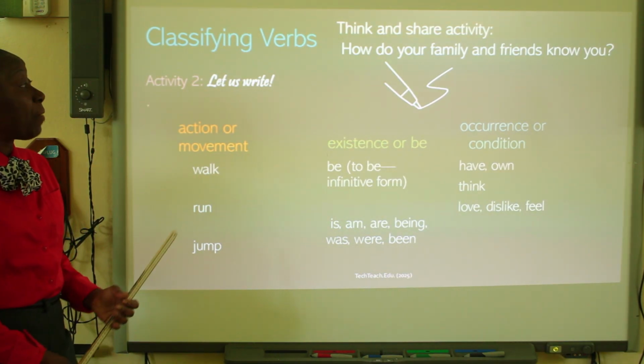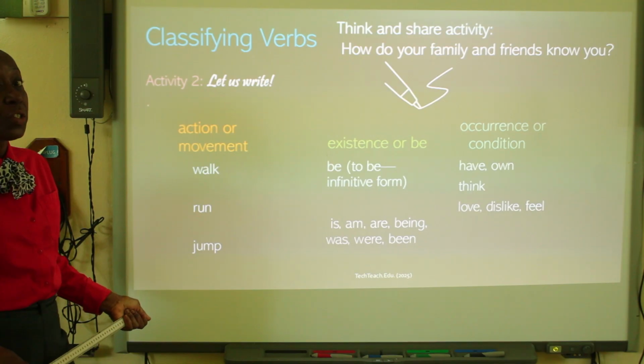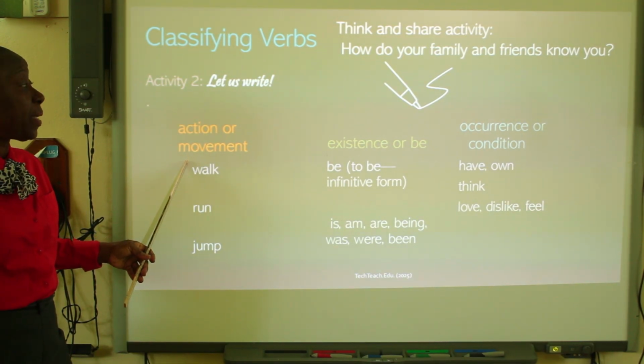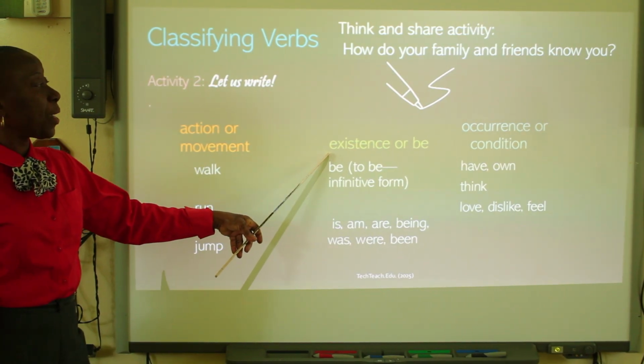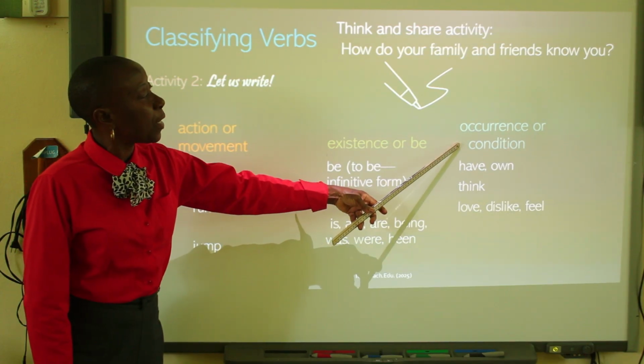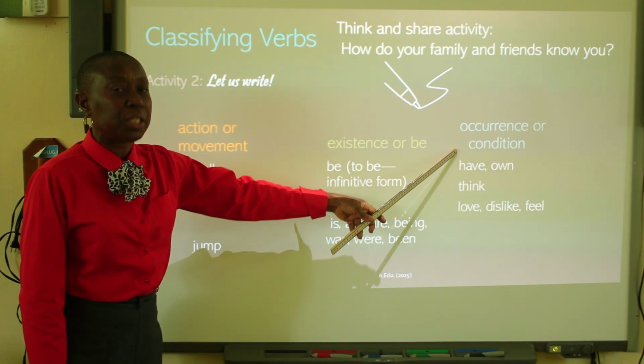So then we have three main classifications of verbs. We have those that express action or movement. We have those that express existence or be. And we have those that express occurrence or condition.